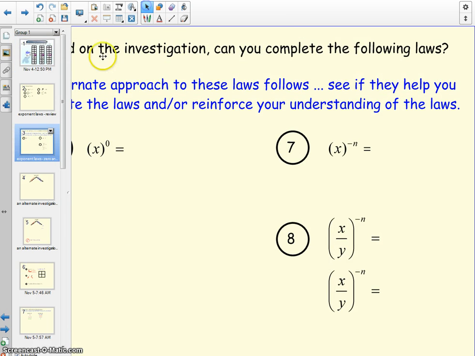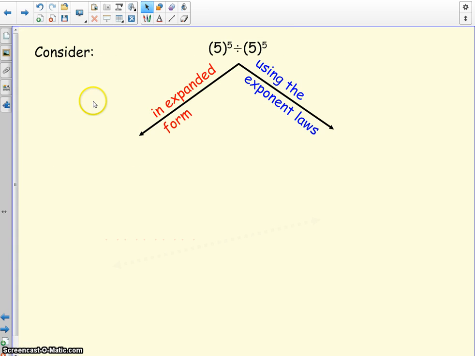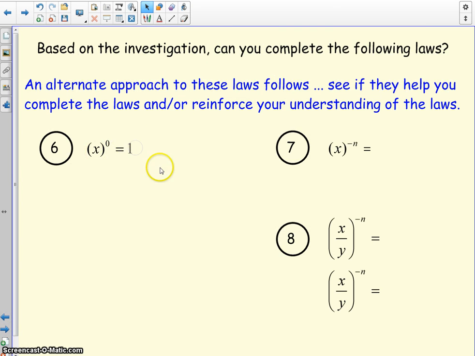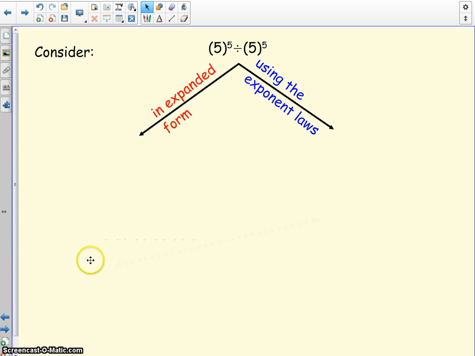Okay, so is this actually true? Well, we have a rule here that says it's true. Okay, so you can sort of see here, it's anything x to 0 being 1, but let's just see if this is actually true. So for example, I'm going to take a look at the case where we have 5 to the exponent 5 divided by 5 to the exponent 5.